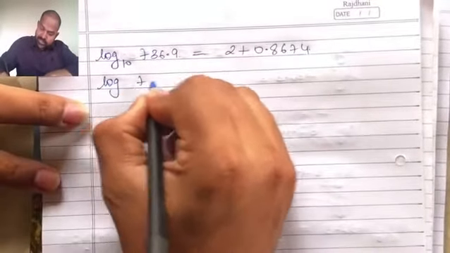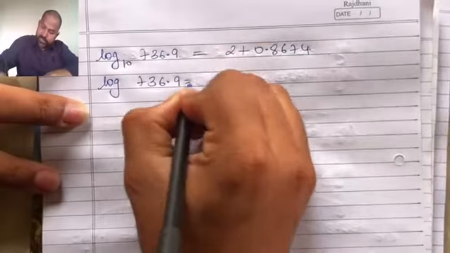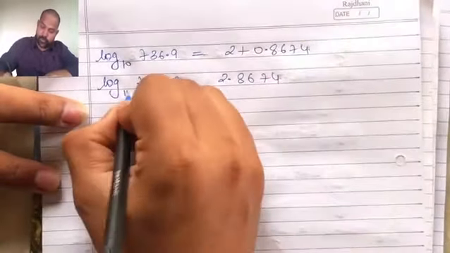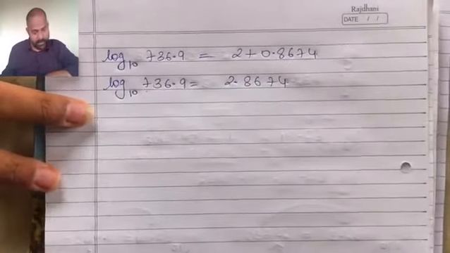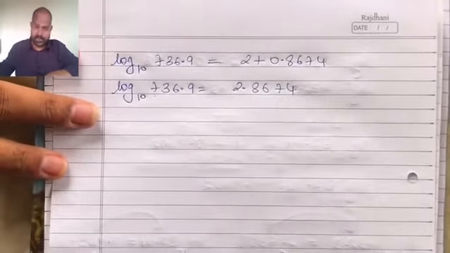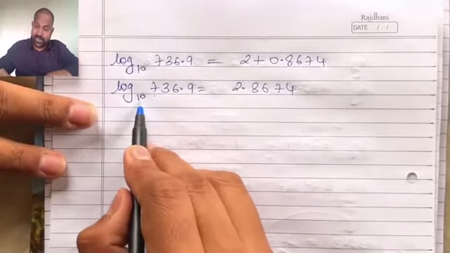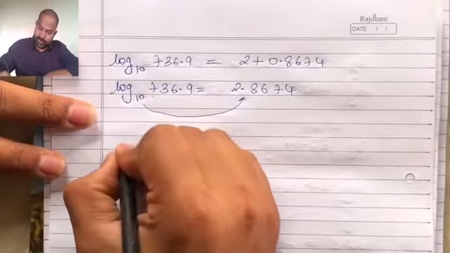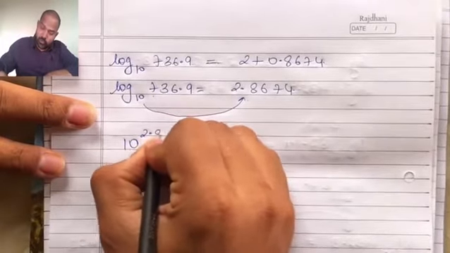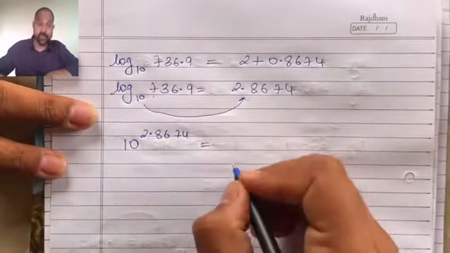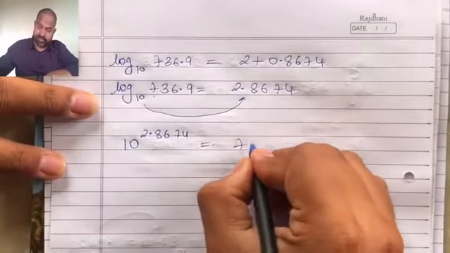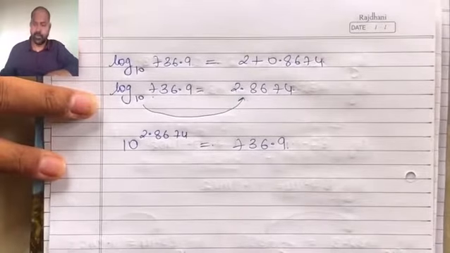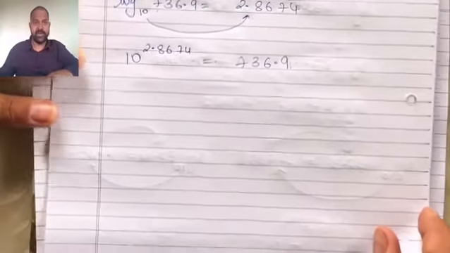Then log of 736.9 should give you 2.8674 to the base 10. What does that mean? Well, what it means is when 10 is raised to 2.8674, I get the value 736.9. You don't believe me? Let's check if that is true.